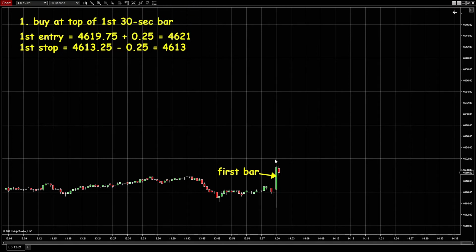After the bar is finished, the second bar here will trigger your buy entry. So you're in a position. Then immediately you put your stop at the bottom of this bull bar, 1 tick below the low. The low is 4613.25, minus 1 tick, that is 4613. So your total stop is 8 points.